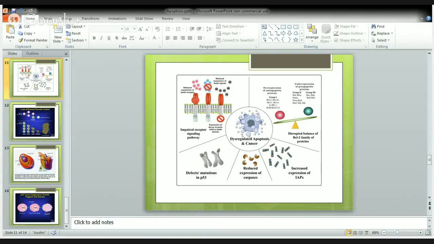The middle shows reduced expression of the death signal. The death signal is the ligand itself. Reduced expression of the ligand will also cause a reduced chance of apoptosis because there's a smaller amount of ligand to bind to the death receptor.